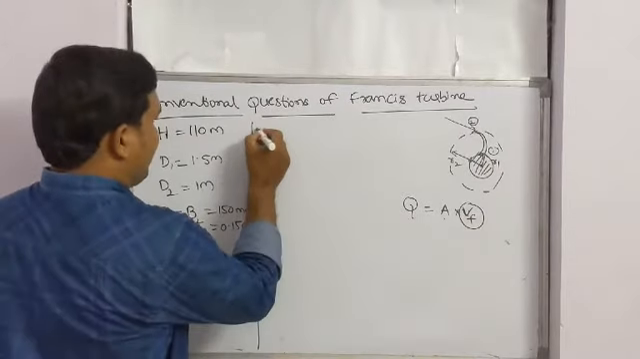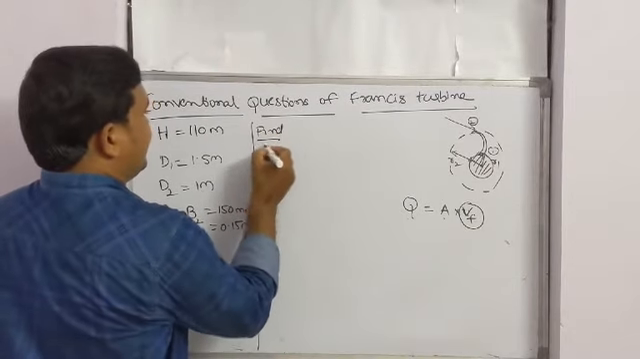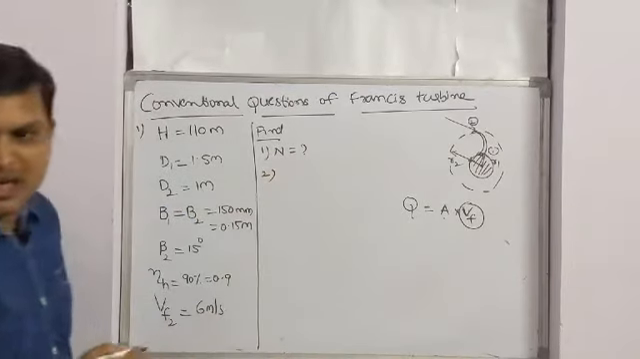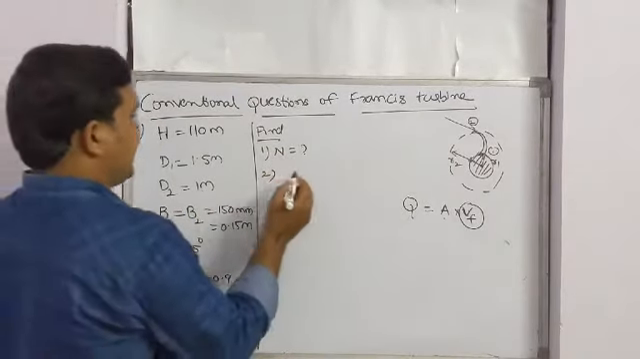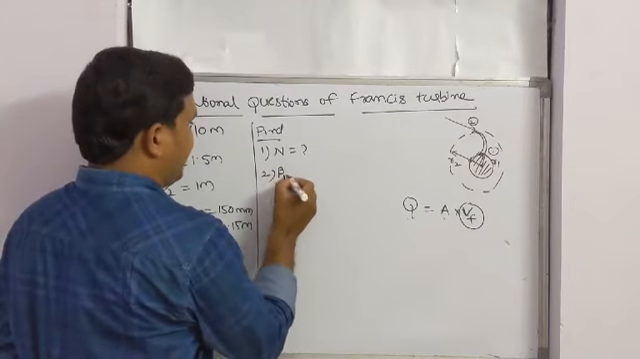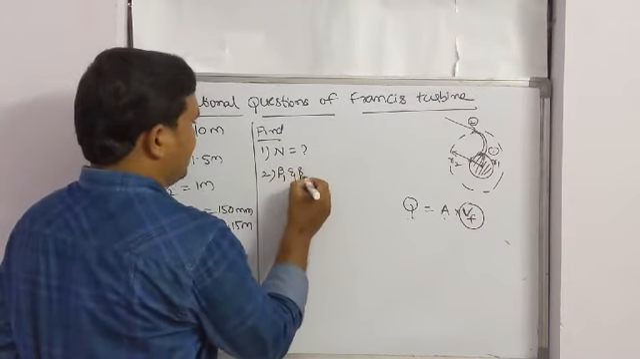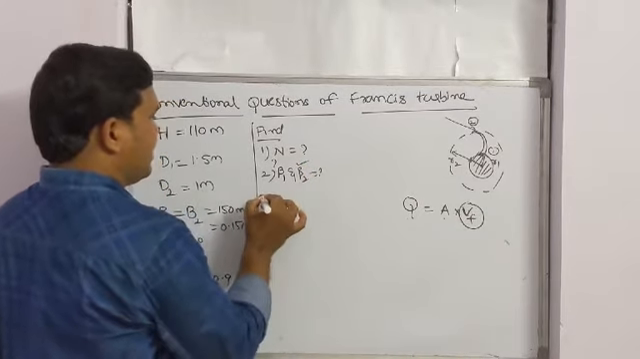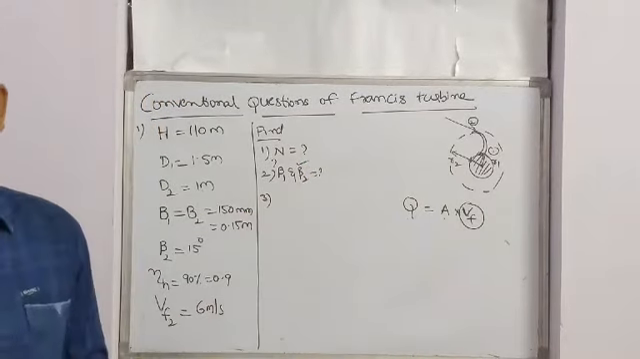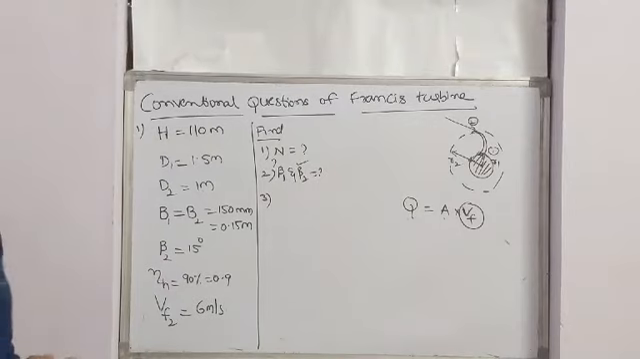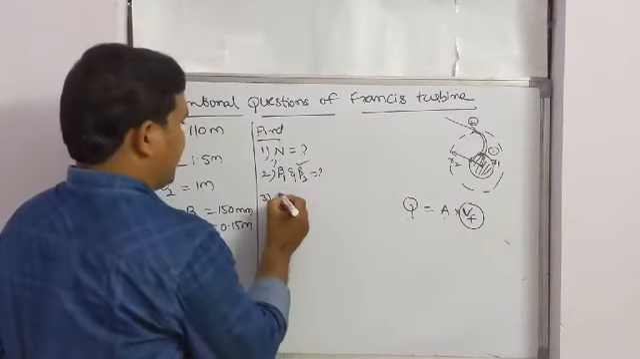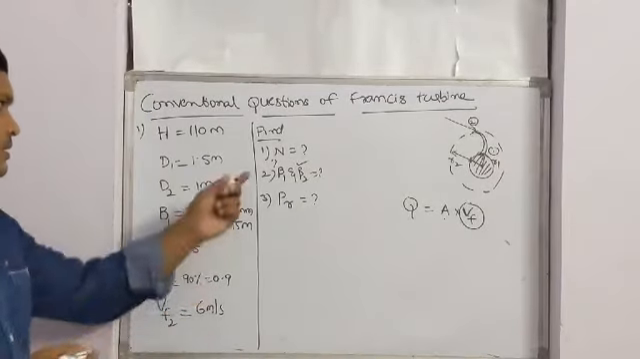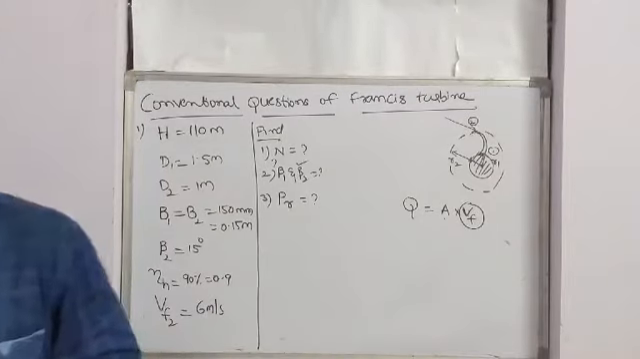Find the speed of the turbine. So what they asked: find the speed of the turbine N, and blade angles, nothing but beta 1 and beta 2. Already beta 2 is given, we have to find beta 1. And the power developed by the runner. So runner power they want to find out. So this is the data given, and this is what they want to find out.